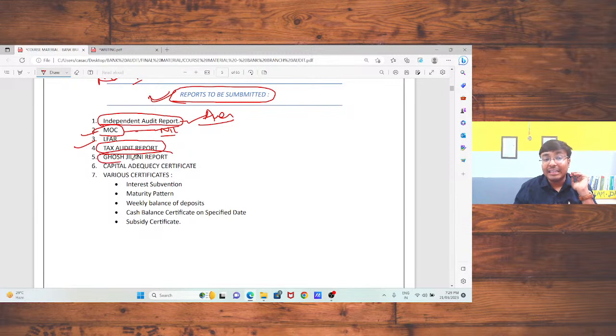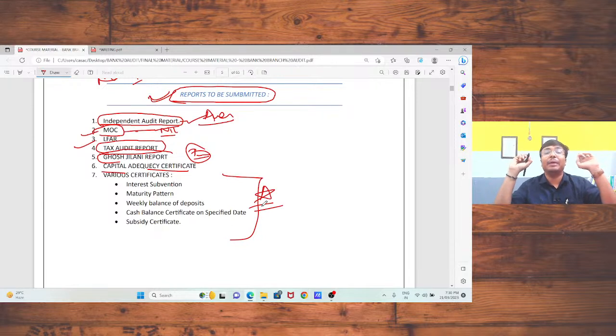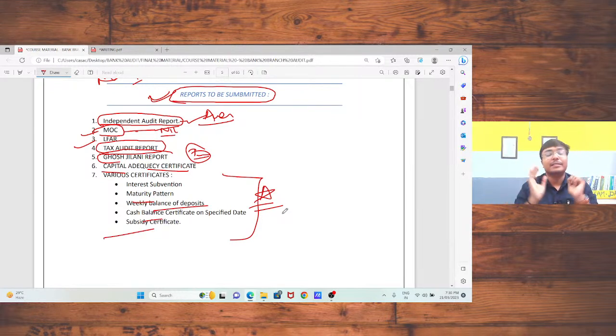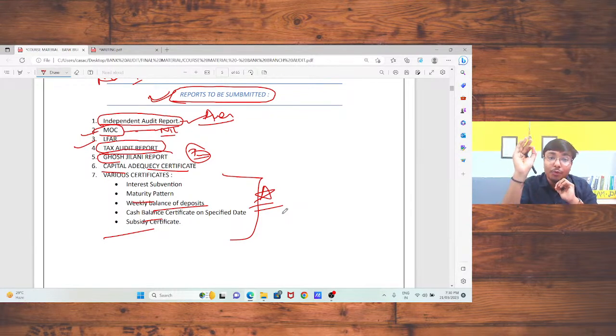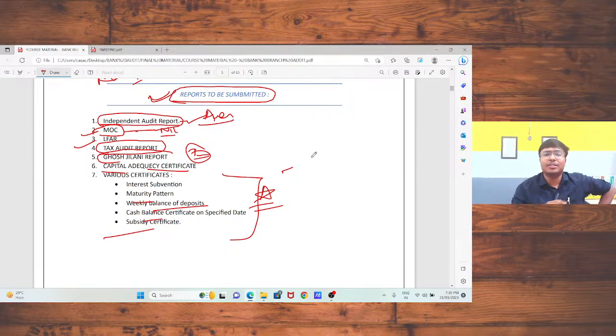The Ghosh and Jalani report is completely based on the internal control, internal weakness, internal deficiency of that particular bank branch which you are going to audit. Then capital adequacy certificates, and there are various certificates which are demanded from you as a branch auditor by the bank. Interest submission, maturity pattern, weekly balances, cash balances, subsidy, and say to your bank branch manager, communicate the same to your bank branch manager, sir, please provide the list of those certificates which you are going to certify from ourselves. Okay, so that we can check each and everything carefully. And if you do not want to disclose these things first to your bank branch manager, in that case you can take reference of the internal circular of that particular bank.